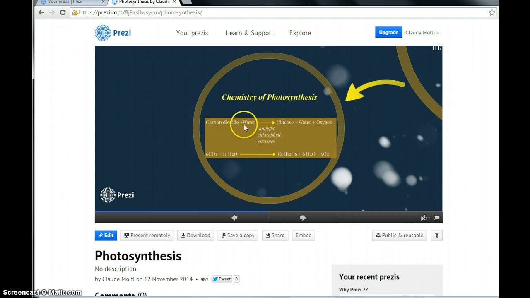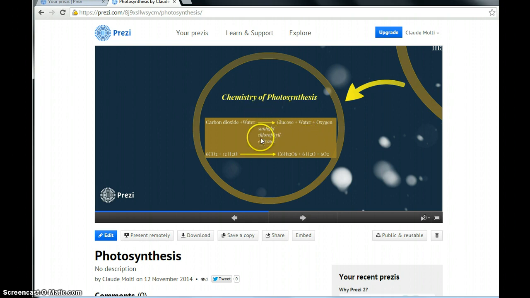Anything on the left, like the carbon dioxide and water, are your raw materials or your reactants. Anything on the right, like the glucose, the water, and the oxygen, are the products. So the products that are made from carbon dioxide and water are glucose, water, and of course, oxygen.